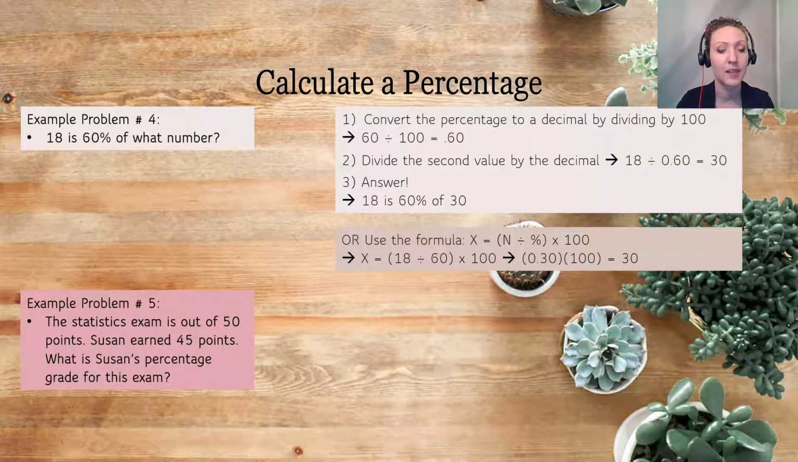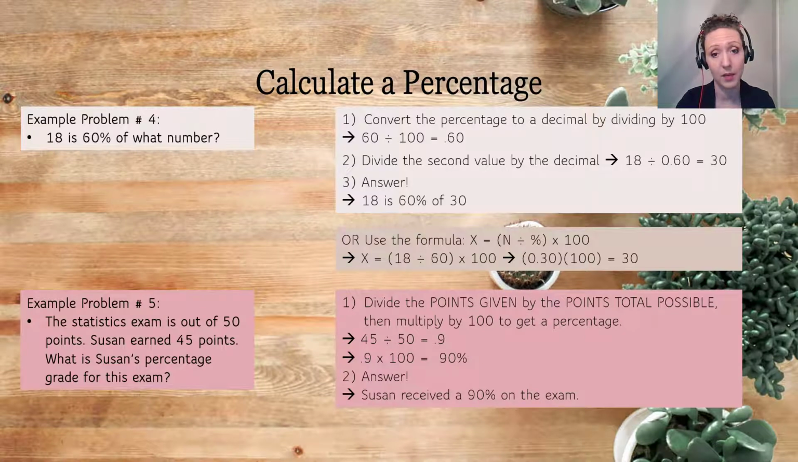The statistics exam is out of 50 points. Susan earned 45 points. What is Susan's percentage grade for this exam? Okay, so it's going to be the same process. We are going to just do some simple dividing. We are going to divide the points given by the total points possible. Then we are going to multiply by 100 in order to get a percentage. So we are going to take the exam score of 45 points, divide that by the total points of 50. That's going to give us 0.9. And then in order to get a percentage for that, we are going to multiply that by 100. And so our final answer is going to be that Susan received a 90% on the exam.